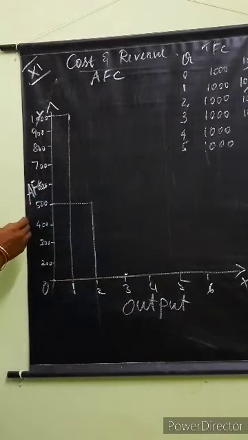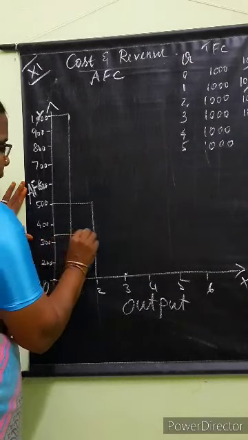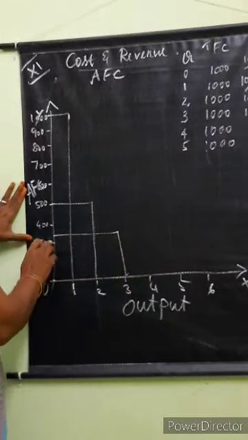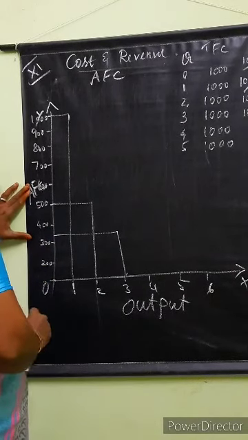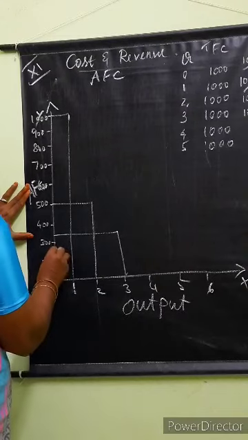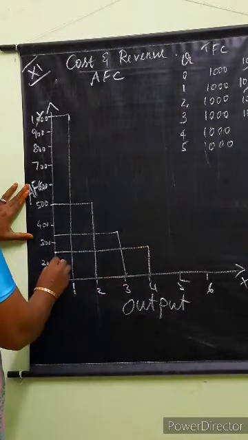333 means 300, you can mark it like this. Maybe 10, 20, 30, 40, 333. And the fourth one, 250. It will be at the center, isn't it?